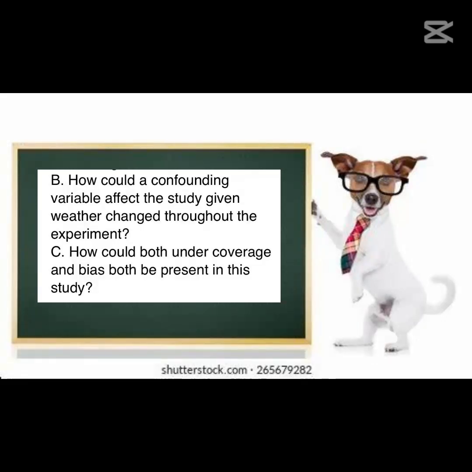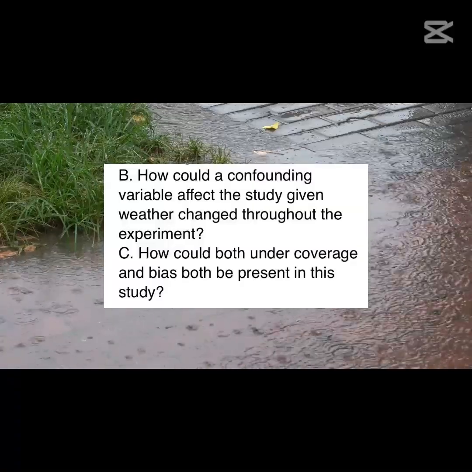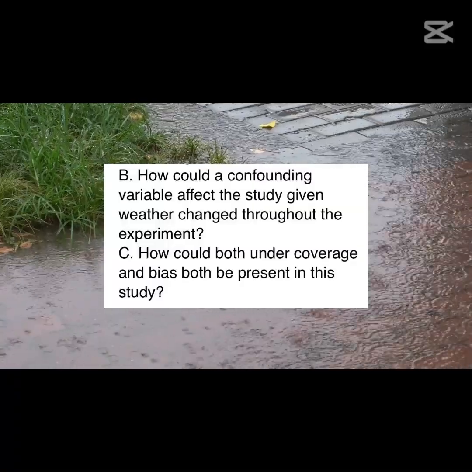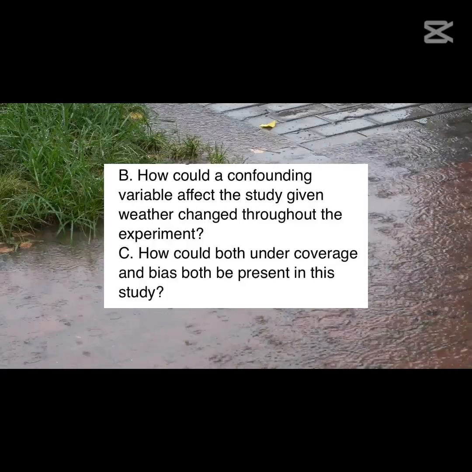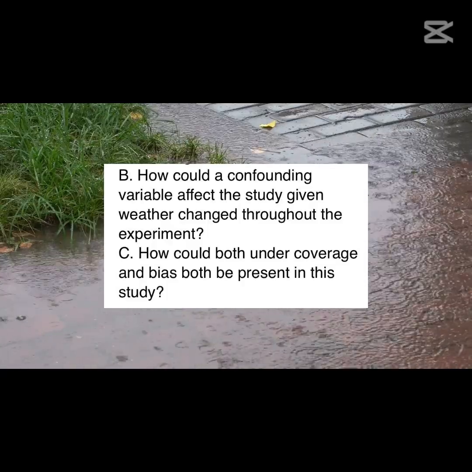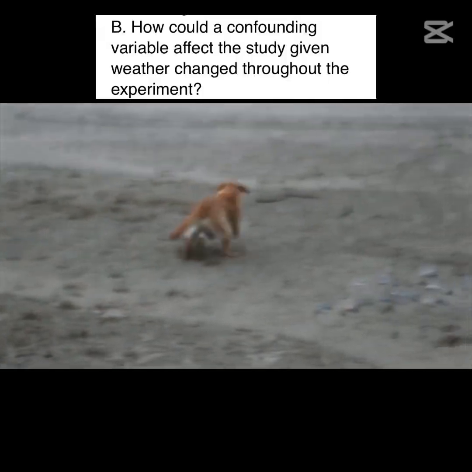The next 2 questions both involve key vocab words. Question 2 asks us how a confounding variable could affect the study given weather change throughout the experiment. A confounding variable affects the results in the same direction, making it hard to know the true cause of the outcome. For example, let's say it rains during the experiment.